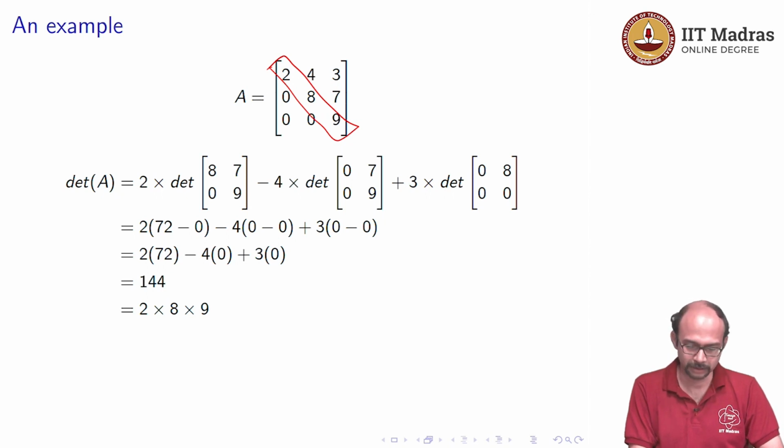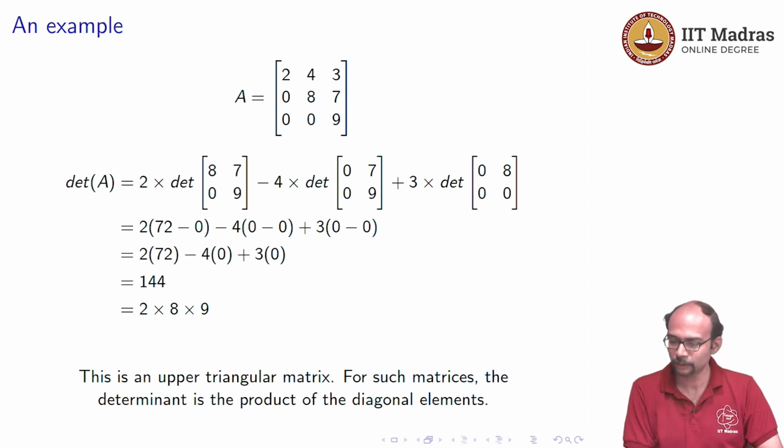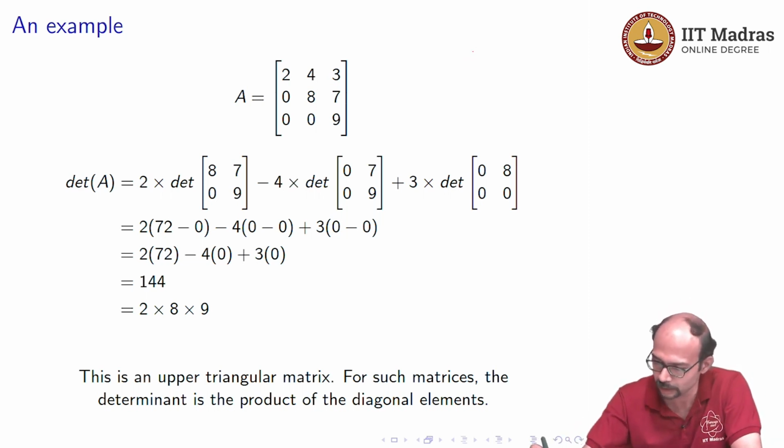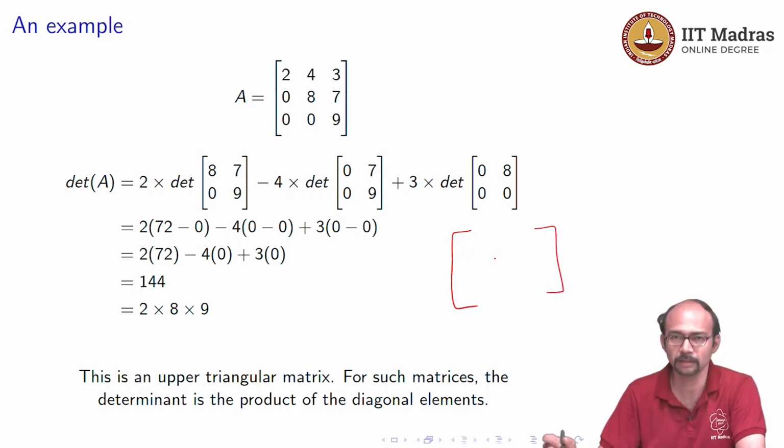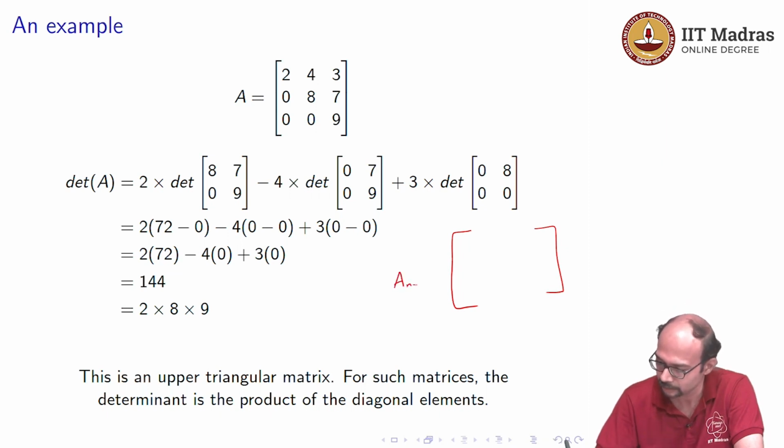So this is not some fact specific to this example. This is a general fact for any upper triangular matrix or any lower triangular matrix. So for such matrices, the determinant is the product of the diagonal elements. I will just quickly recall what an upper triangular matrix is, as I said at the beginning. So this is a general matrix of size n by n. This is called upper triangular if you look at the diagonal and everything below the diagonal is 0. So all these entries are zeros.